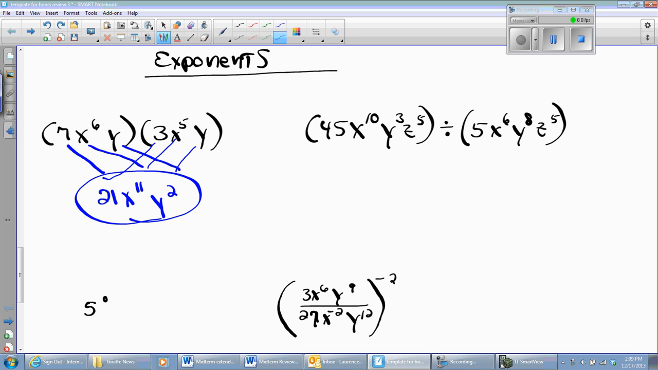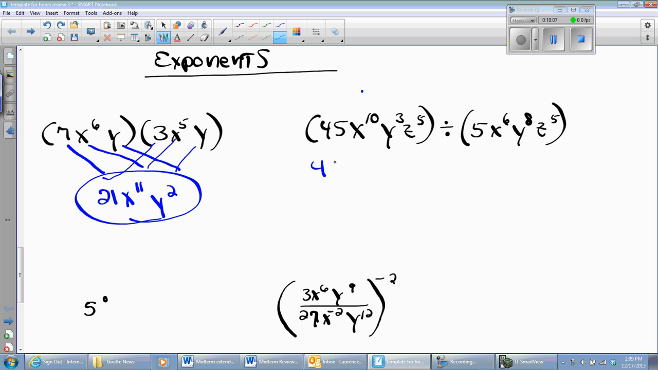When I have 45x to the 10th, y cubed, z to the 5th, divided by 5x to the 6th, y to the 8th, z to the 5th, I would much rather think about this as a fraction problem. That's not a decimal there, that's just a stray mark. Let me move that out of the way.